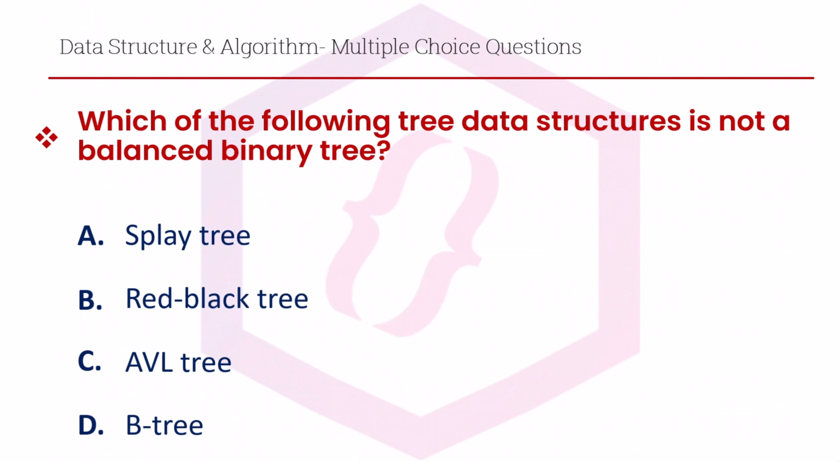Which of the following tree data structures is not a balanced binary tree? Option A, splay tree. Option B, red-black tree. Option C, AVL tree. Option D, B tree. The correct answer is option D, B tree.